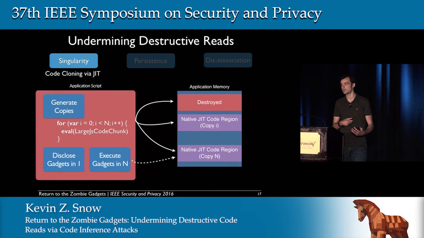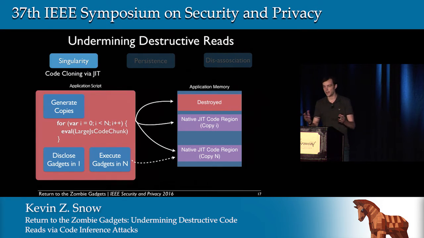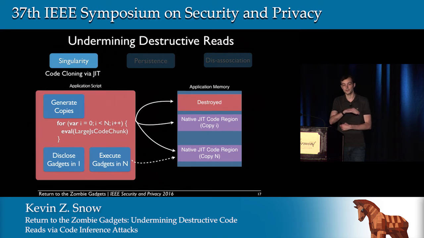Then we used our memory disclosure to follow a chain of pointers to arrive at the first JITted code region. We disclosed all of that code, which destroyed it in the process, but that's okay because we never executed that code again. Then we followed the second series of pointers to get to the second JITted code region, which is the same as the first one, adjusted our payload offsets, and executed the gadgets. So that was the first attack.